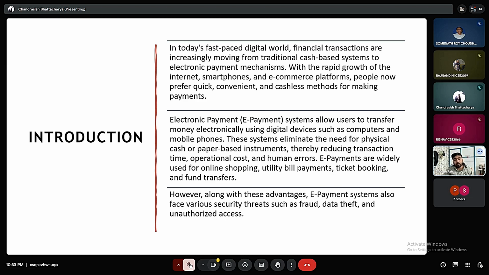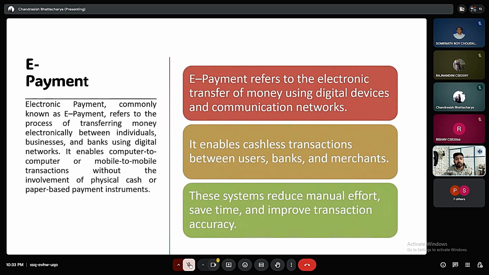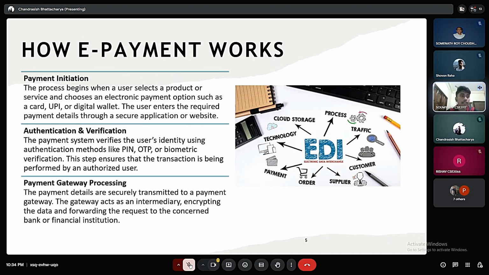Next slide. In this slide, I will discuss what e-payment is. E-payment refers to the electronic transaction of money using digital devices and communication networks. It enables cashless transactions between users, banks, and merchants. These systems reduce manual effort, save time, and improve transaction accuracy. In this slide, I will discuss how e-payments work.